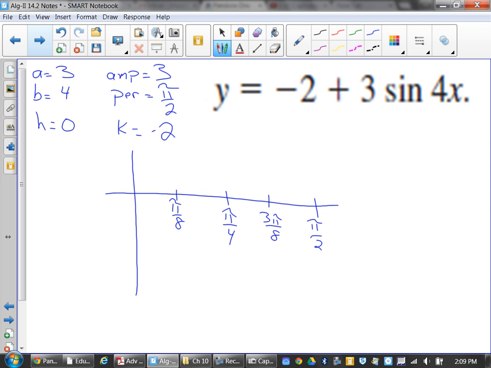It's a sine graph, so sine starts where? 0. And it rises to the amplitude. So it starts at 0, amplitude, 0, opposite amplitude, 0. What do you think we connect them with? Connect them with dots, because it's a parent function.